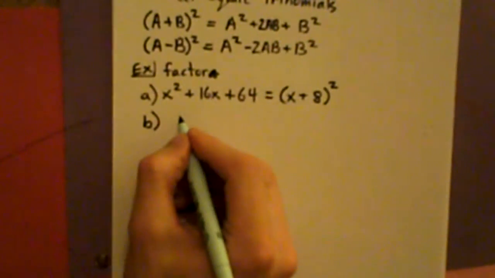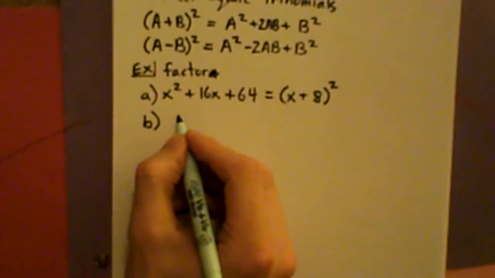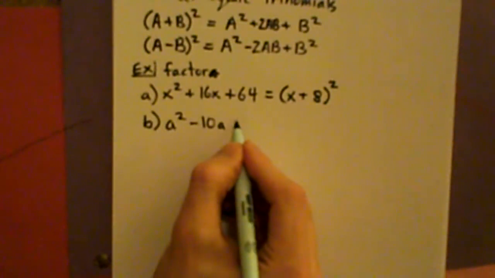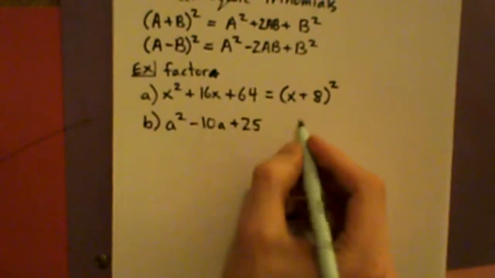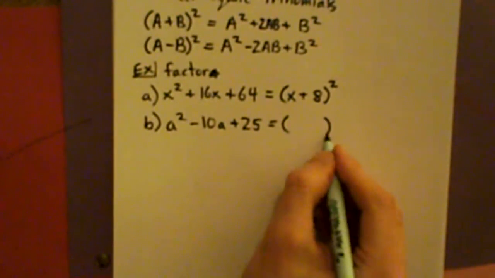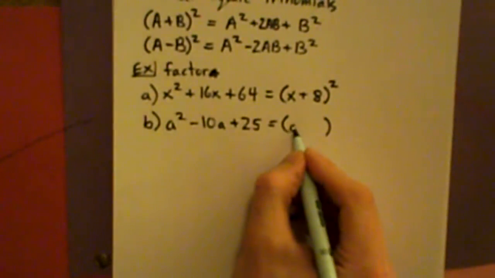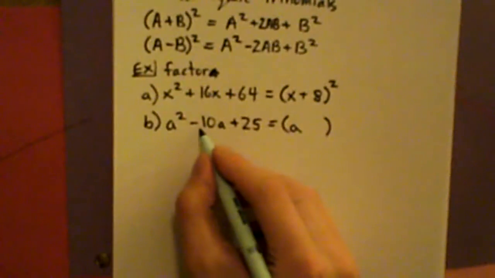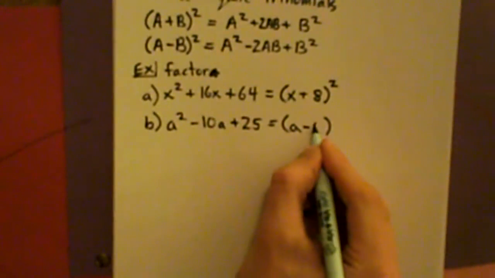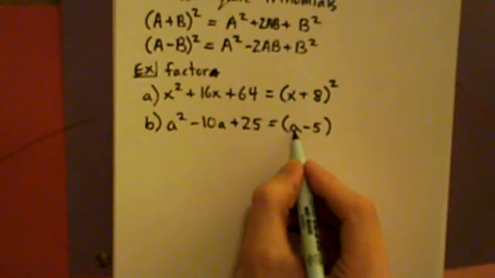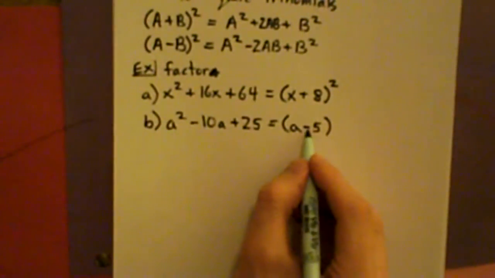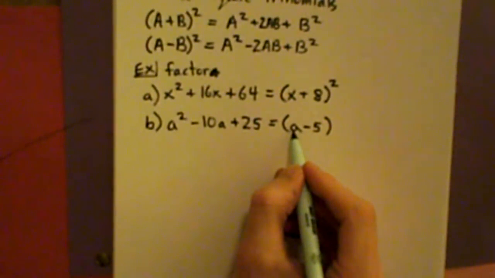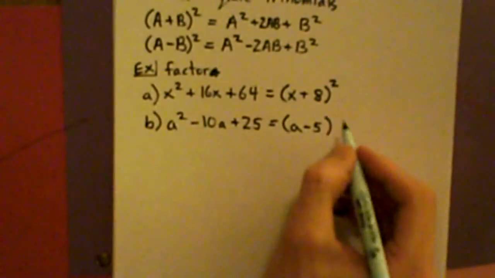One more example here. a squared minus 10a plus 25. Well, how do we get a squared? It's got to be a times a. And how do we get 25? It's got to be 5 times 5. But we have negative 10a in the middle, so this has got to be negative 5. So a squared is a squared. Negative 5 squared is 25. Negative 5 times a is negative 5a, but I have two of those, so it's negative 10a.